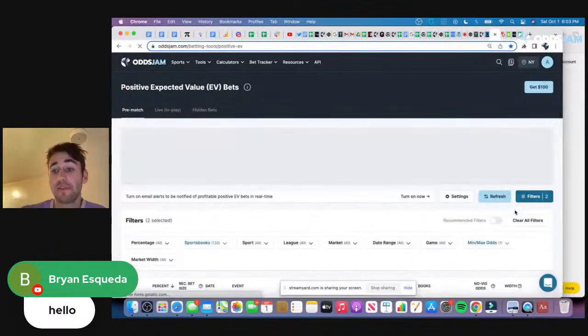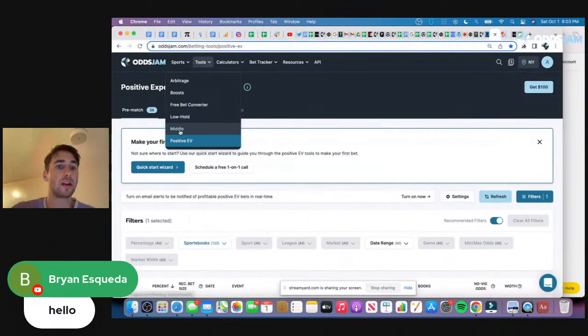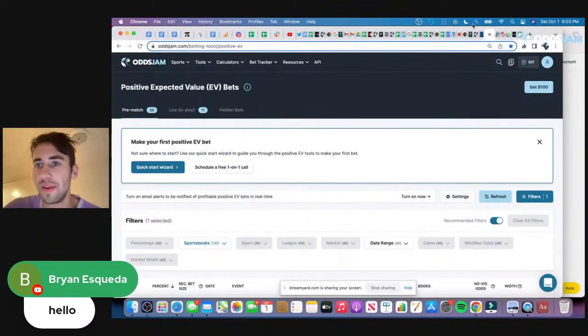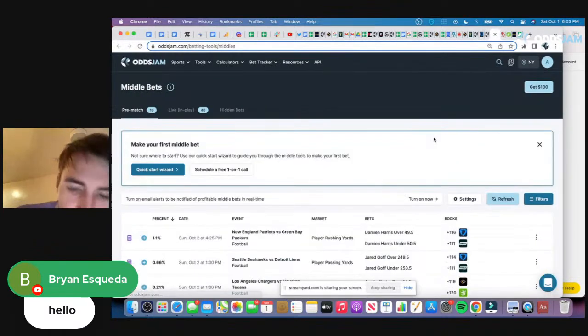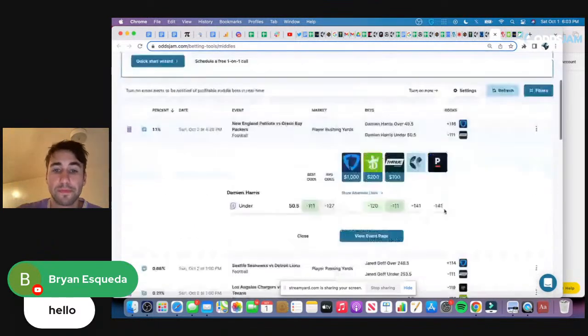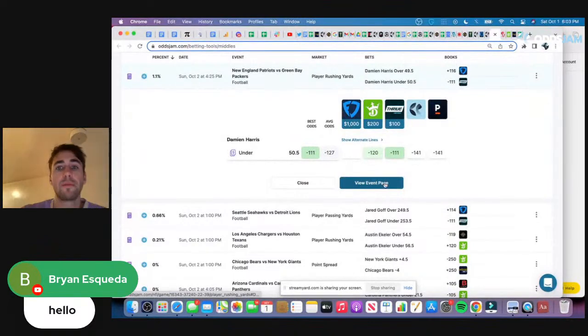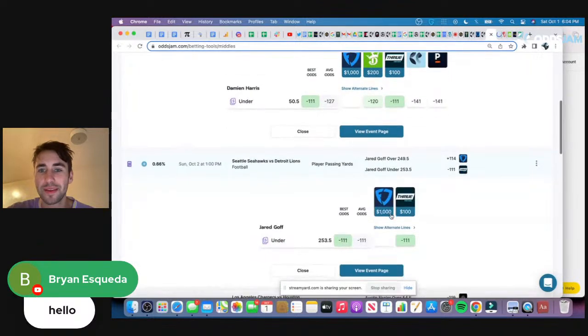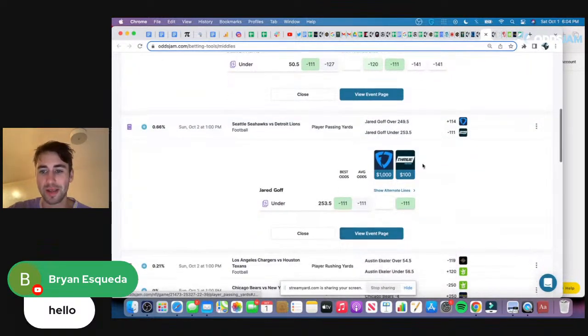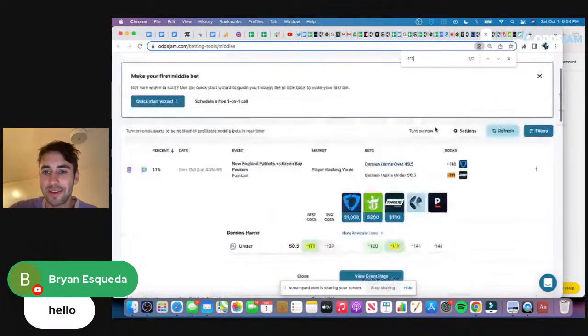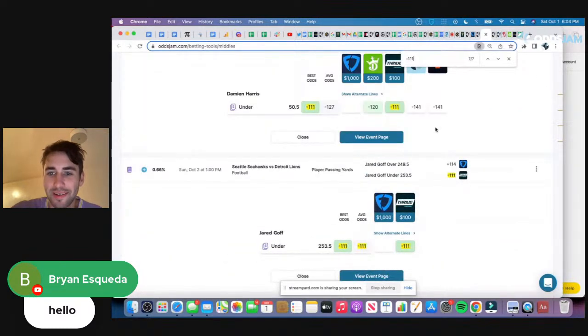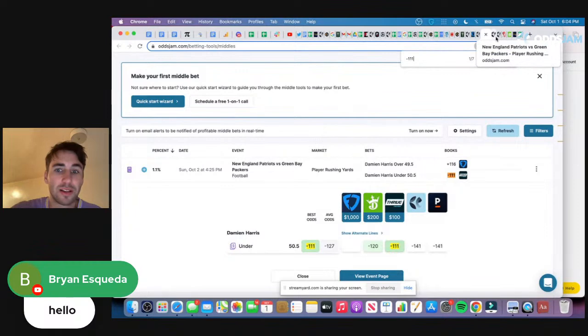And there's a bunch of different betting tools, obviously, on OddsJam. It's not only EV betting. There's different strategies to make money, right? There's, what's it called, middle betting, right? Here you can get the over 49.5 at plus 114. On Thrive, you can get minus 111 on the under. Same with Jared Goff, right? So what is going on here? We can take a look at this actually.